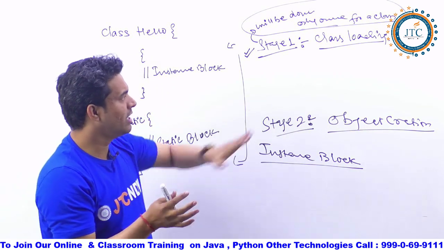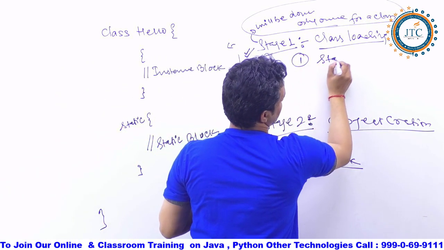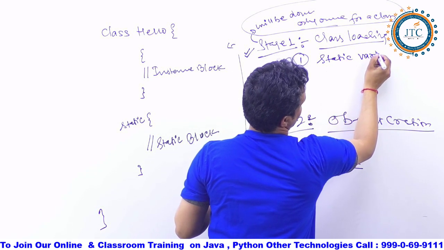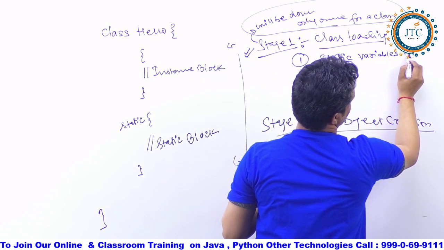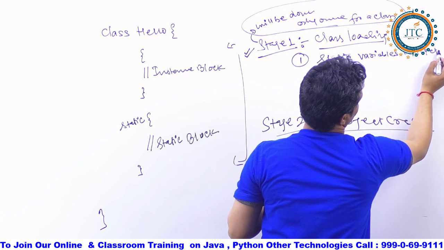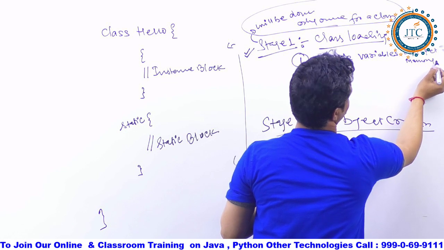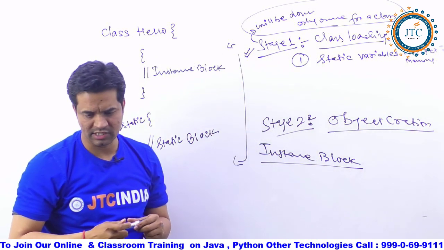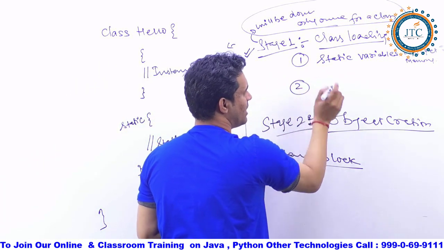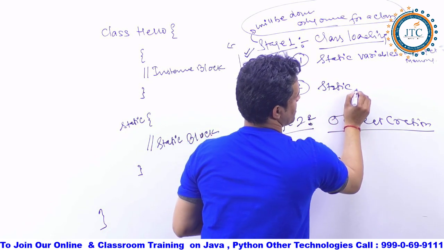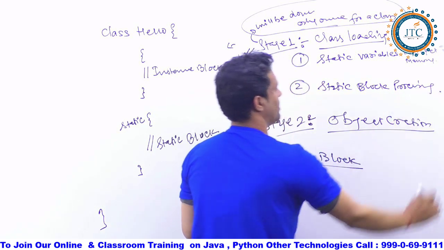So, at the time of class loading, the very first thing: static variables will get memory. Static variables are going to get the memory at the time of loading the class. The second thing: static block processing will be done.